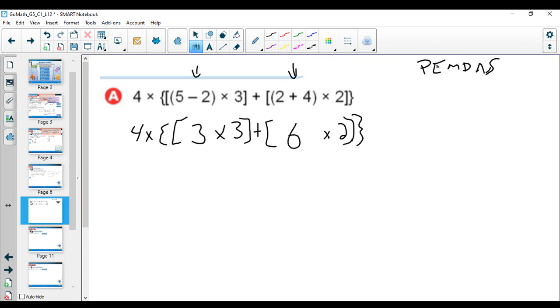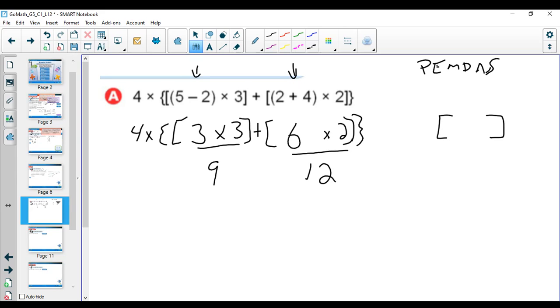So now that we've gotten to this point, we've taken care of our standard parentheses. Now we can do our brackets. So we're going to look at this. We have 3 times 3 in this set of brackets, 6 times 2 in this set of brackets. Again, they're independent of one another, so we can solve them both together or at the same time. 3 times 3 is 9. 6 times 2 is 12.